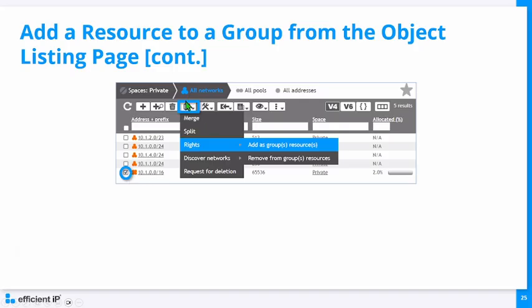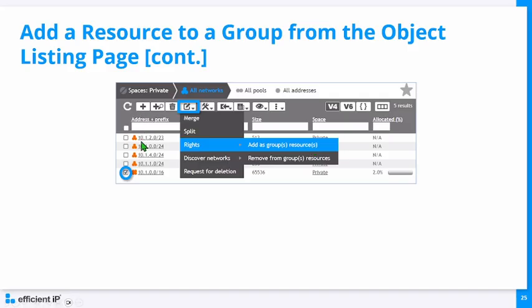Fine. And then you go to the edit menu. And then you go to write. You see, you go to write. And then you add it to the group. Add as a group of resource. See? So that is how you add the resource to a group or to multiple groups.